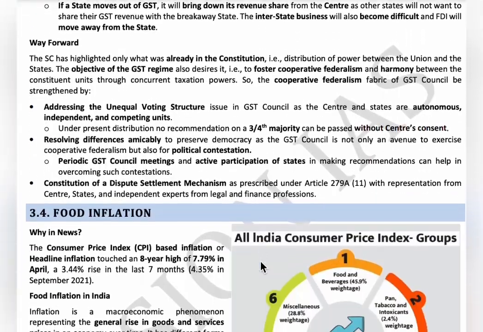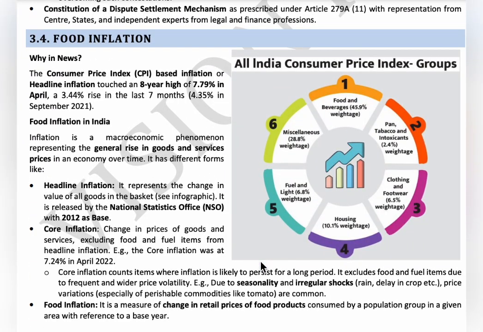The next topic is food inflation. Inflation means the rise in prices. Consumer Food Price Index was released by the National Statistics Office. As per the index, the food inflation has risen to 7.79% in April, which was higher than the past 8 years.